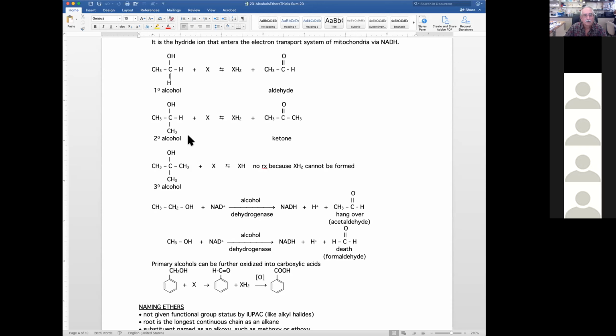What about a secondary alcohol? I see this on an exam. X wants to do what? Turn into XH2. So I'm going to get 1 from the functional group, and here's another one I can take. So that's my XH2. Now the oxygen needs another bond, so does the carbon, so I give it to it. And here I get a ketone. So if I oxidize a secondary alcohol, I get a ketone.